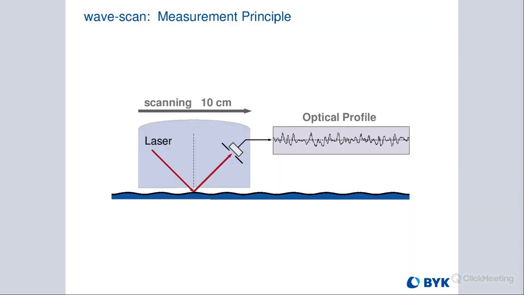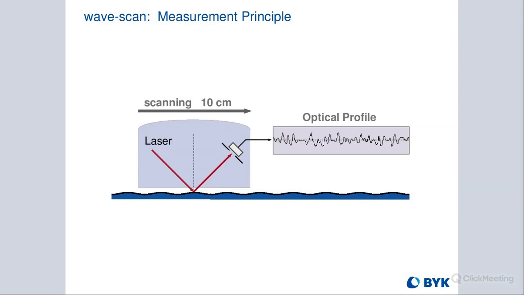So the instrument, when it measures, you roll it across the surface, and there's a laser inside that is emitted to the surface of the material that you're looking at, and then there's a detector that gives you an optical profile. If we just had this optical profile, it would be very hard for us to decide what we need to change in our process to improve our appearance.